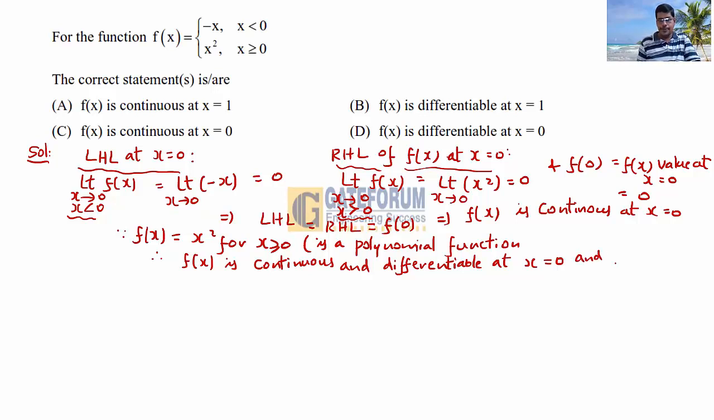and differentiable polynomial function at x is equal to 1 also. Now let us check continuous at x equal to 1, or that means f of x is continuous at x equal to 0. We got differentiable at x equal to 0, we got.